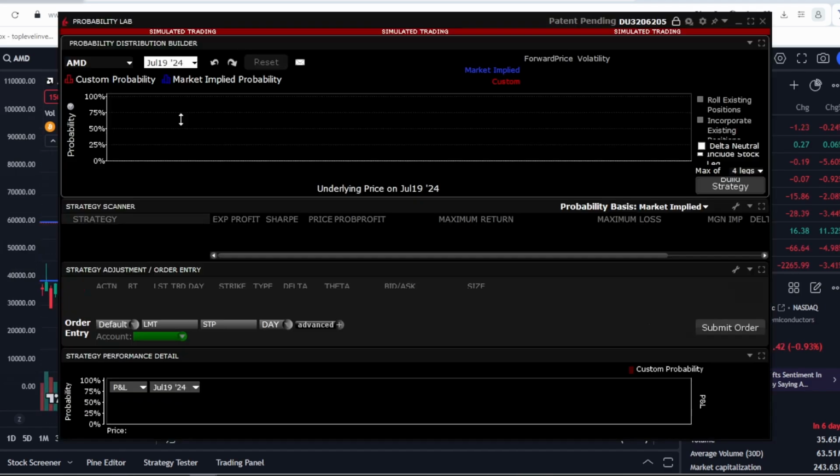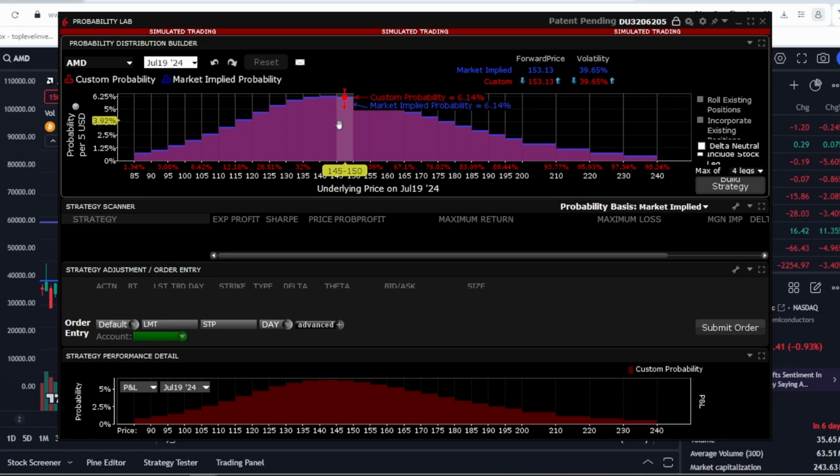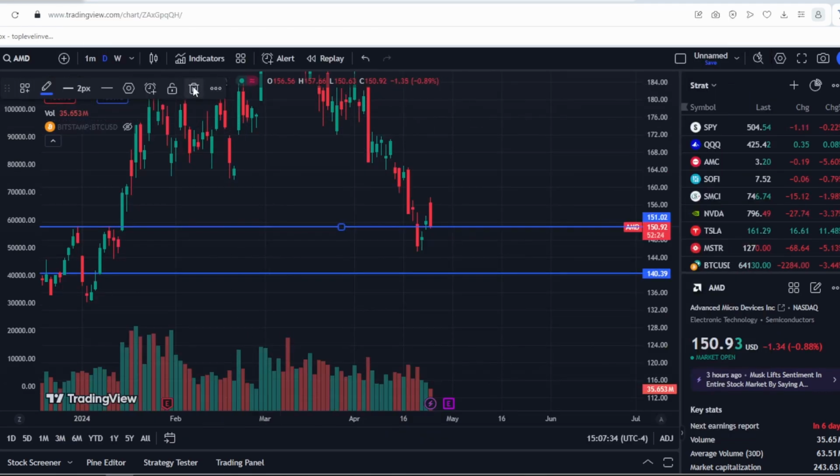But if, for example, we choose July 2024, the situation remains a bit the same. But naturally, the probability decreases. So previously, it was 8%. Now, it's only 6% here. This is quite normal. Let's return to AMD stocks.